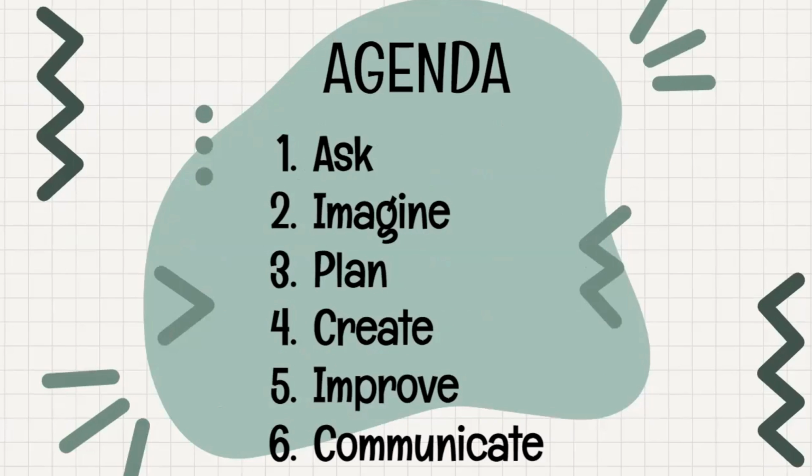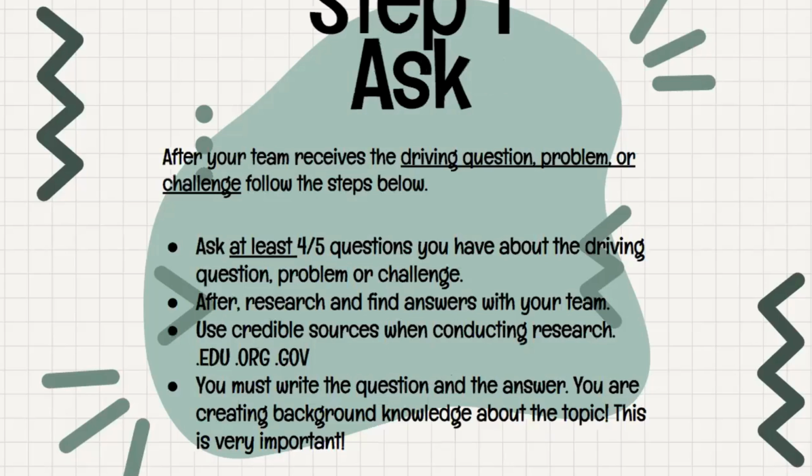So ask, imagine, plan is where we are going to really get into some research. We're going to get to brainstorm and create our plan. This is our hard-working stages, okay? Then you move on to the more exciting stages like create and then improve and communicate. So today we're going to go over all 6 steps.